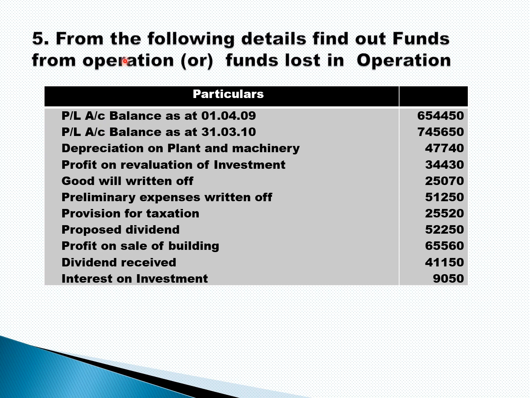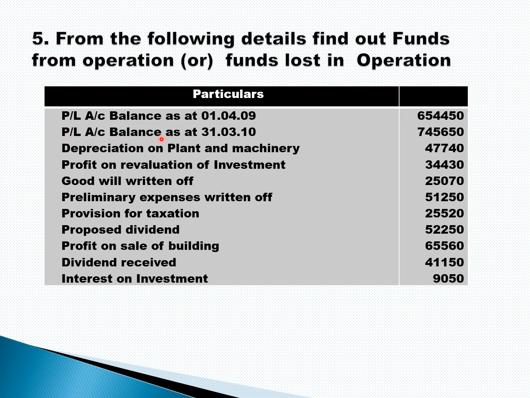Fifth problem, students. From the following details find out funds from operation or funds lost in operations. So profit and loss balance as at 1/4/2009, 6,54,450, will come in credit. It's called last year profit.